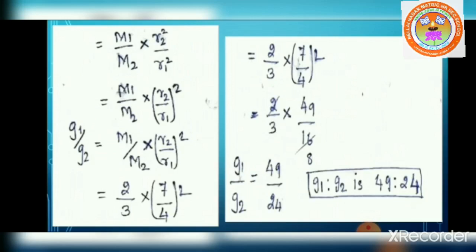So 2 by 3 into 7 by 4 the whole square. 2 by 3 into 7 square, 49, and 4 square, 16. We cancel 2 and 16, the answer is 8. So g1 by g2 is equal to the numerator 49, the denominator 3 eights are 24. So g1 is to g2 is 49 is to 24.